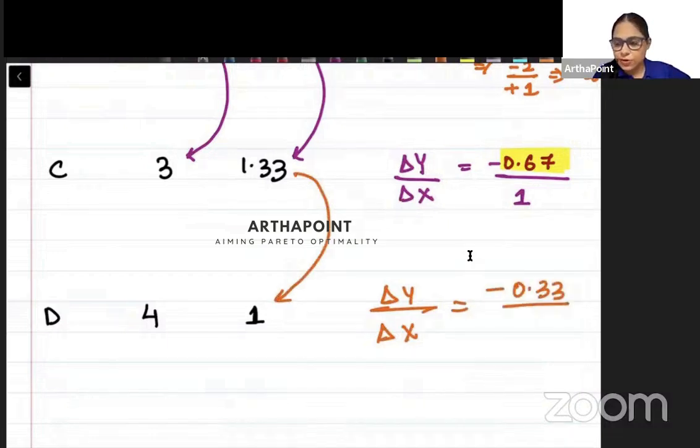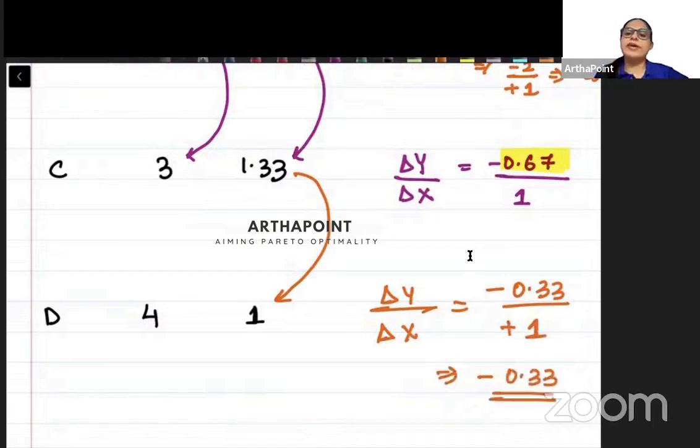That is how much I reduced y. And I am increasing x by 1 unit. So I am giving up 0.33 units of y. So how much y am I giving up for an extra unit of x? कितना y हम दे रहे हैं x के एक एक्स्ट्रा यूनिट के लिए, उसी को हमने मार्जिनल रेट ऑफ सब्स्टिट्यूशन बोला है. That is what we are calling MRS, marginal rate of substitution. Is this clear?